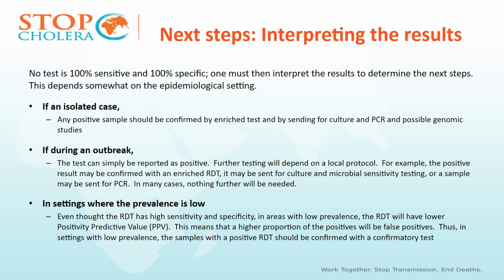In areas with low prevalence, the RDTs may seem less reliable. This is because, with low prevalence, the positive predictive value is lower, meaning that a higher proportion of the positive results will be false positives. In the setting with low prevalence, we recommend confirming all positive samples with a confirmatory test, and we will describe the confirmatory tests in the next few slides.